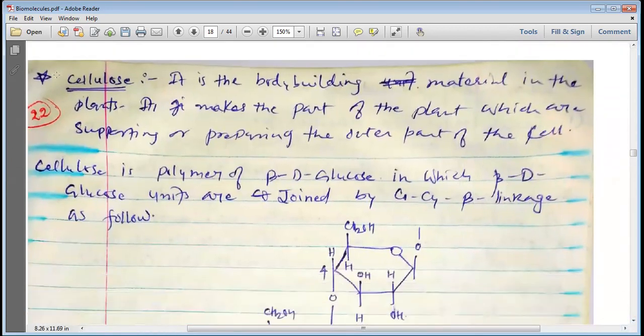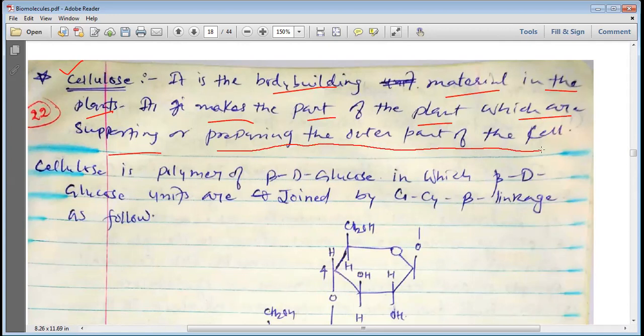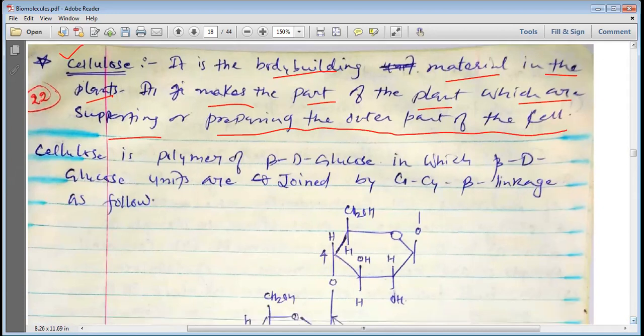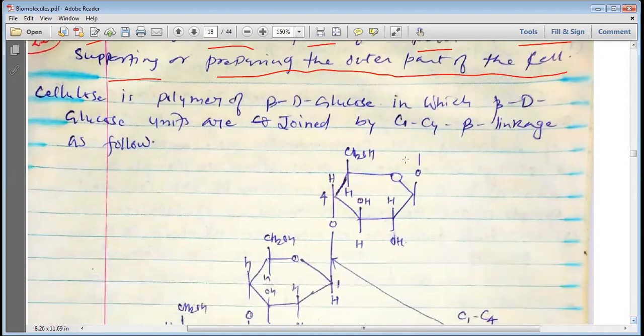Now, my dear students, we want to study about the cellulose. It is the body building material in the plant. So most of the plants, their body is made up of cellulose. It makes the part of the plant which supports or prepares the outer part of the cell. We know that the cell wall of each plant cell is made up of cellulose.